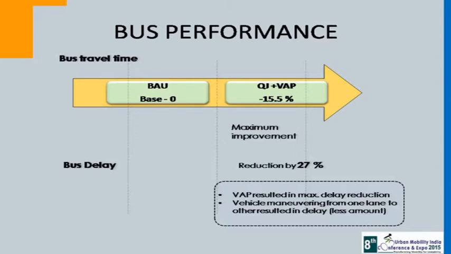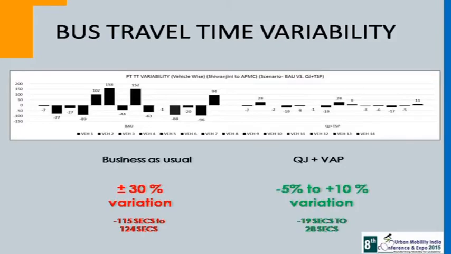And secondly, vehicle maneuvering from one lane to another resulted in delay, and that was a very small amount. And if we provide passive signal priority, that can only work if the traffic is quite high, V by C more than 0.8, and the bus is taking more than 2 cycles to cross the junction. That is only effective. Otherwise, VAP, that is vehicle actuated priority, shows maximum improvement.